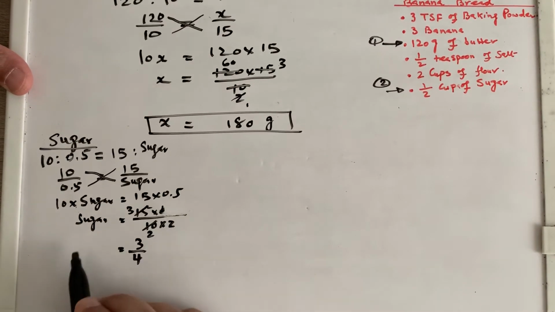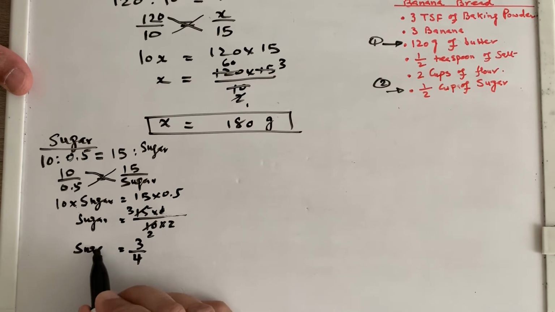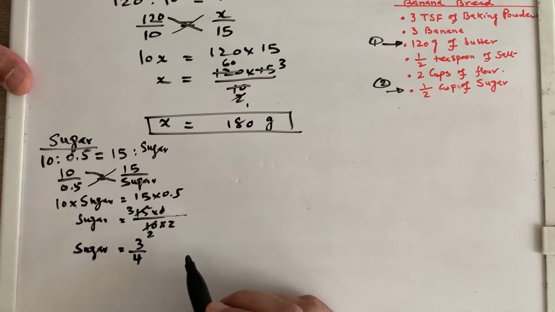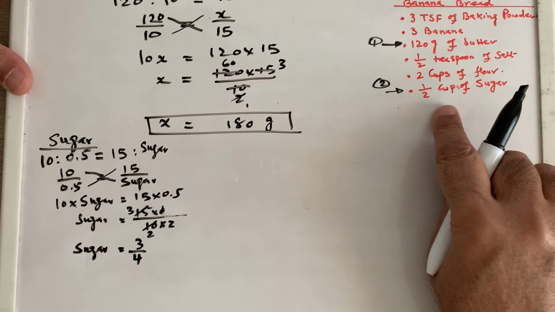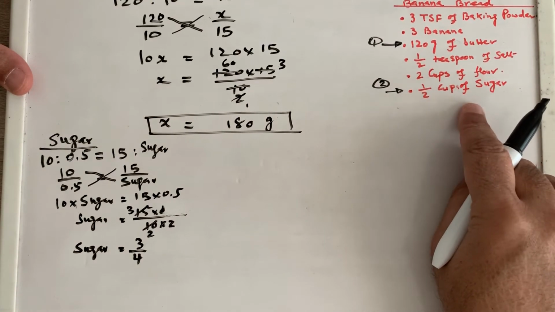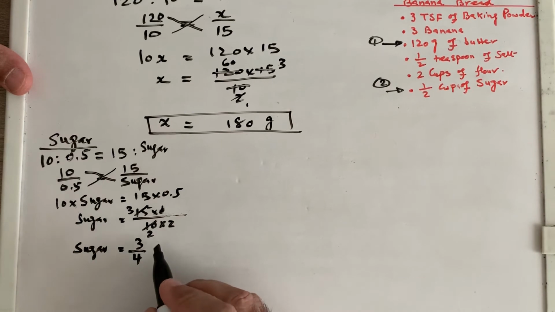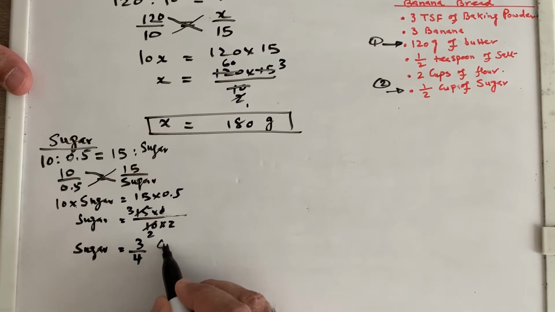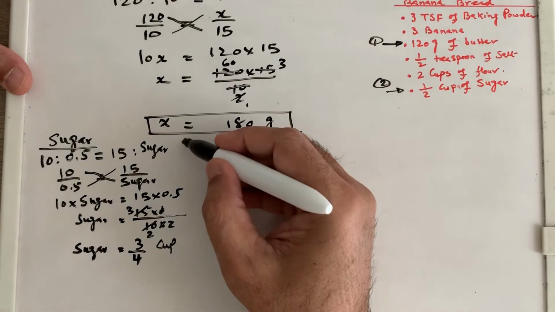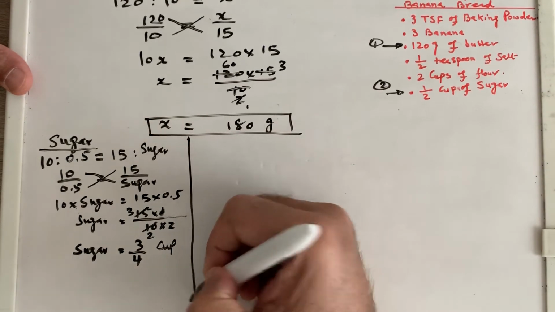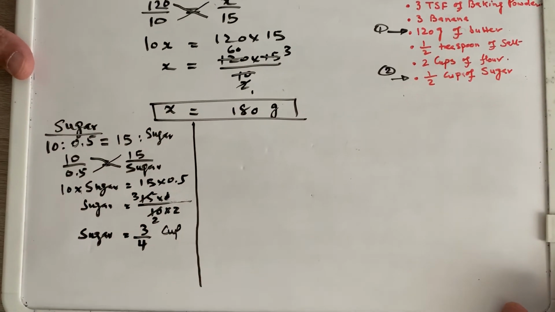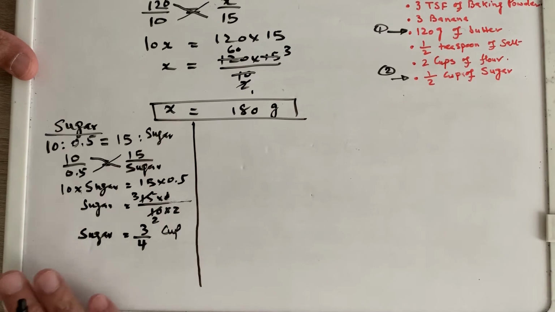So how much sugar she want here? 3 by 4. Here it was half cup of sugar. Now what we have is 3/4 of a cup of sugar. Right? So we calculate the quantity she required for 15 serving. This is quantity for sugar.